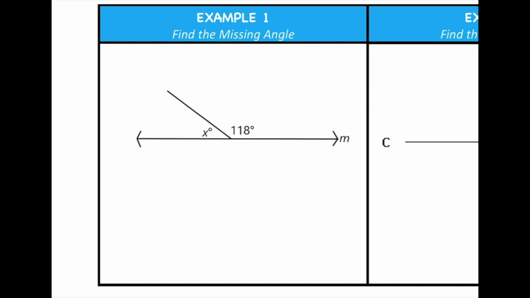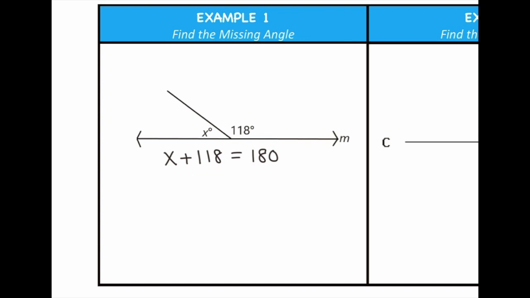So for example 1, we're going to find the missing angle, which in this case is x. Now supplementary angles always sum up to 180 degrees. So we know that if we combine x plus 118, it needs to equal 180. So now I've written an equation to help me find my missing angle. The only thing that connects the 118 to x is addition.